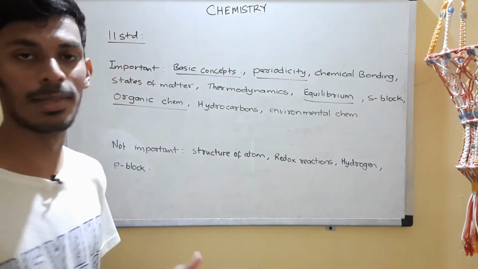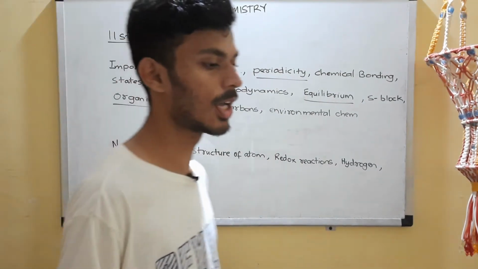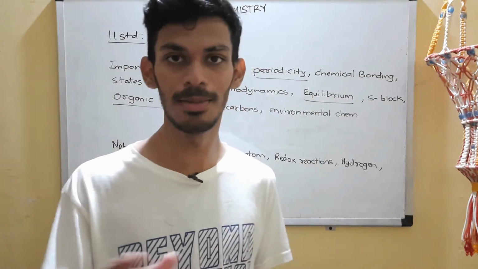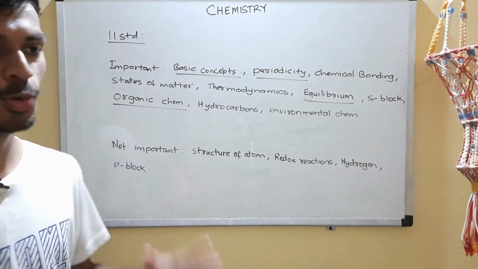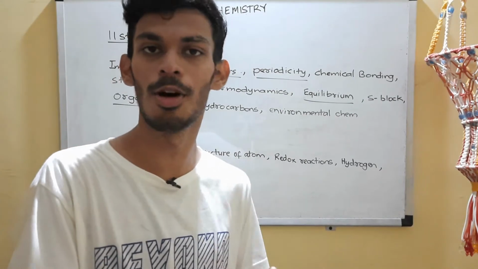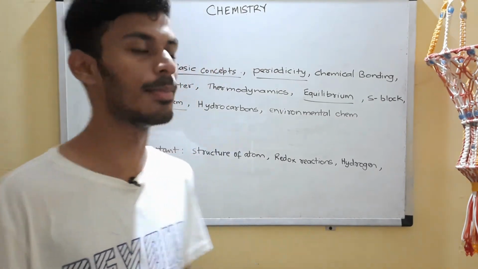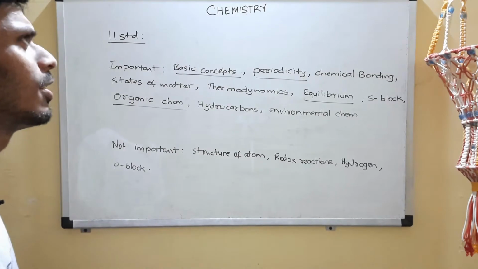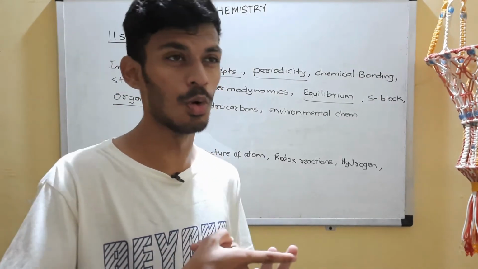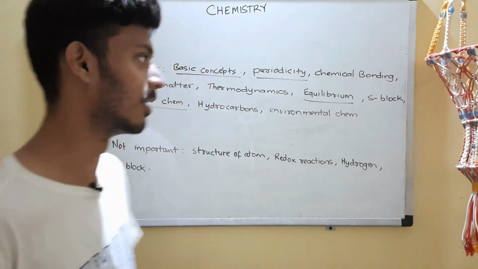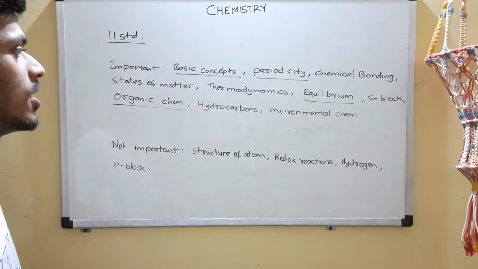So here we have basic concepts. From this chapter, you can expect 1 to 2 questions in every BITSAT paper that you answer. Then periodicity and chemical bonding, 2 to 3 questions each from these topics in every BITSAT paper that you see. States of matter, not really that important, but you can expect 1, at most 2 or maybe 0 questions from here. Thermodynamics, again 1 to 2 questions.